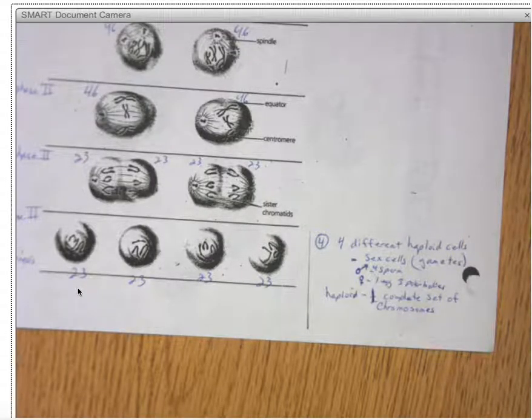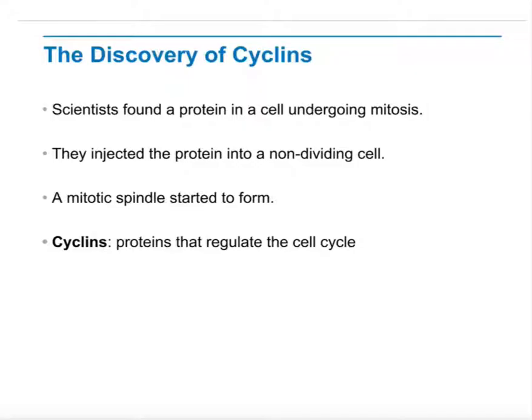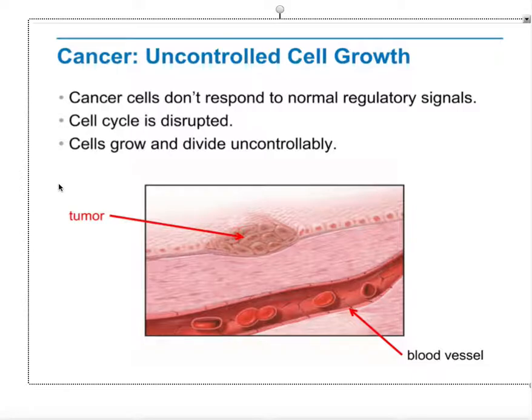Well, what about regulation? How do we control how these things take place? This is done by something called cyclins. Cyclins are proteins that regulate the cell cycle. And when the cell cycle gets disturbed, this causes something called cancer. Cancer is simply uncontrolled cell growth. These cancer cells don't have the normal regulatory processes, and so the cells just grow uncontrollably.